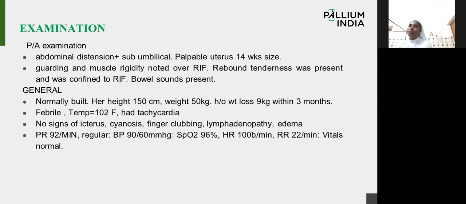Per abdominal examination: abdominal distension was there. Subumbilical palpable uterus, 14-week size. Guarding and muscle rigidity were noted over the right iliac fossa. Rebound tenderness was present and confined to the right iliac fossa. Bowel sounds were present. She was normally built, height 150, weight 50, but with a history of weight loss of 9 kg within 3 months. She was febrile, temperature 102, and had tachycardia. No signs of icterus, cyanosis, finger clubbing, lymphadenopathy, or edema. All her vitals were normal except tachycardia. Next.